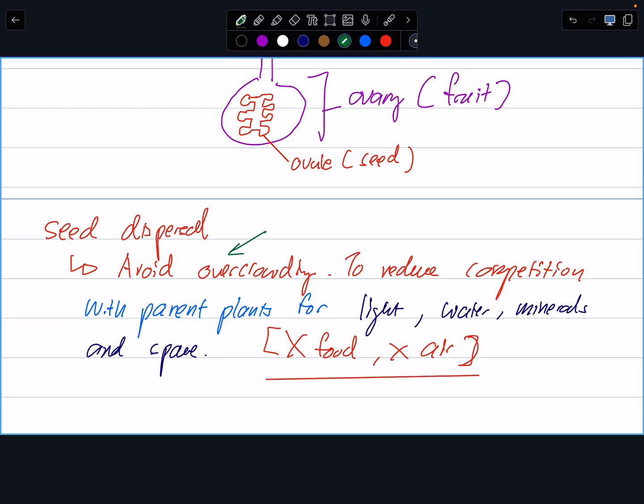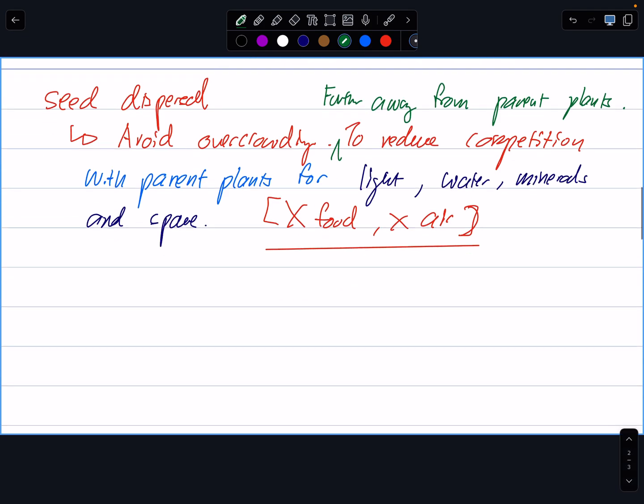Okay, and one more other thing that I forgot to add here, please also make sure that you put somewhere in your answer, it is to disperse further away from parent plants. Actually, sorry, let me backspace here. Put it here. Further away from parent plants. Okay? So then it avoids competition.